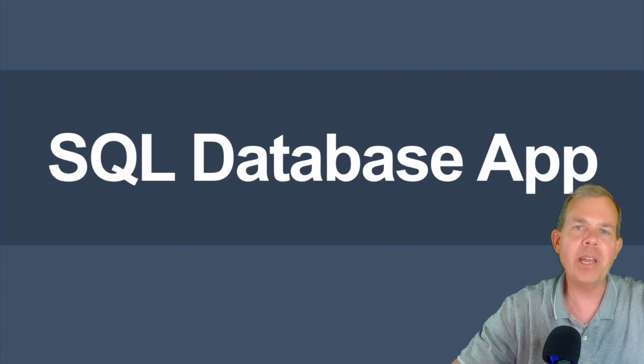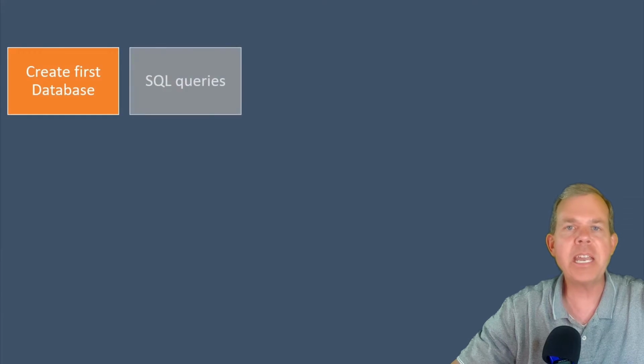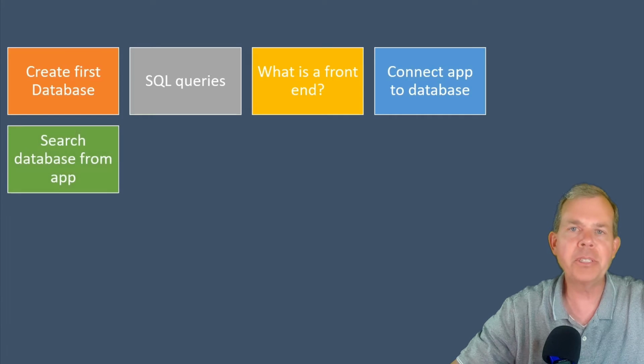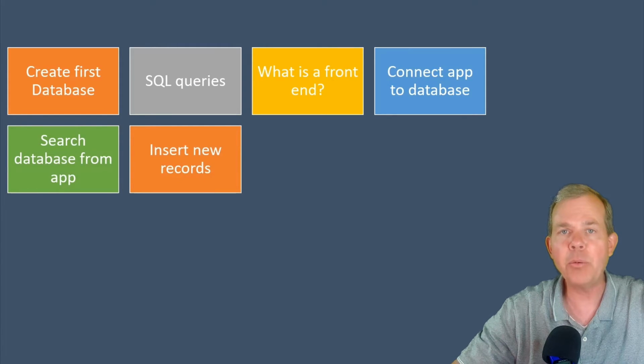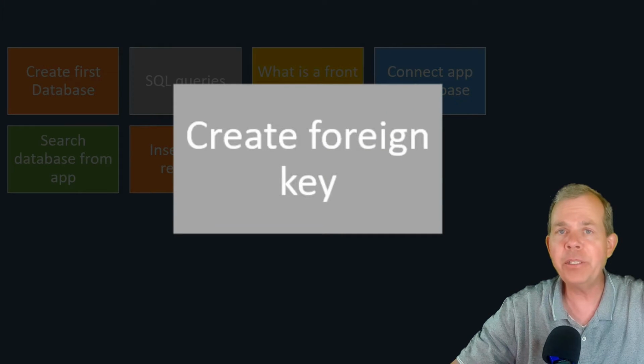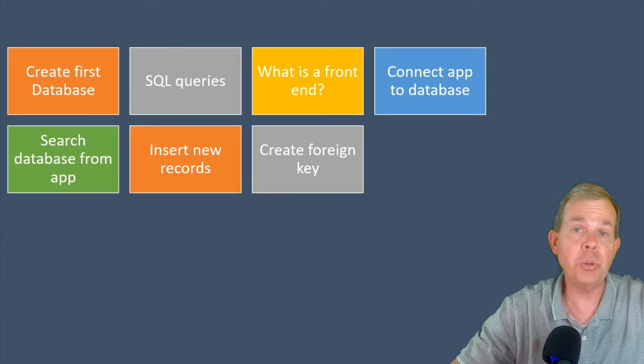I think this is part 8, and we are learning how to use SQL databases. So here's the index of everything that we've learned so far. You can see that we've created tables, and we've created a simple app that can read and insert records. In this video, we are going to talk about foreign keys. You're going to learn how to use a new tool that will create links between tables.